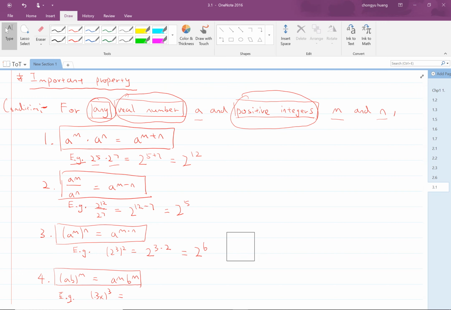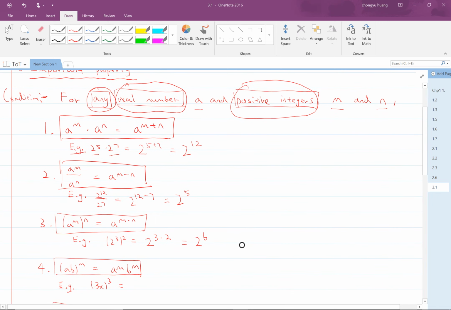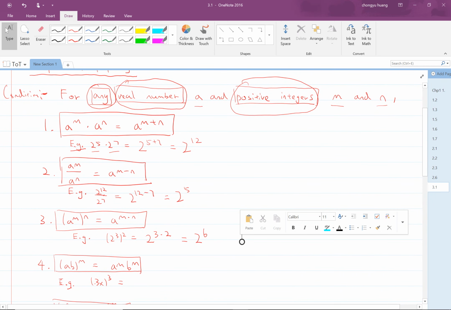Let's check the condition one more time, okay? I hope everyone does understand it. So for property 4, what we have is bracket a b bracket to the power m, and it is equal to a to the power m multiplied by b to the power m, right? Okay, so we can see the example over here.